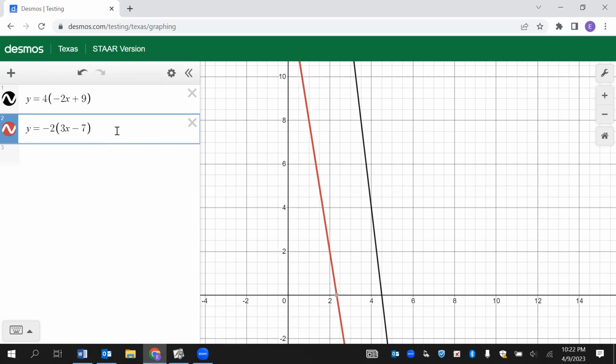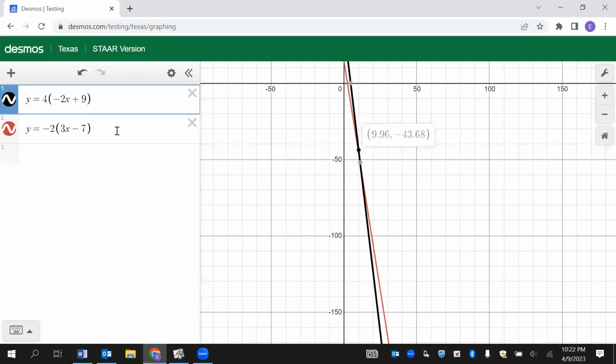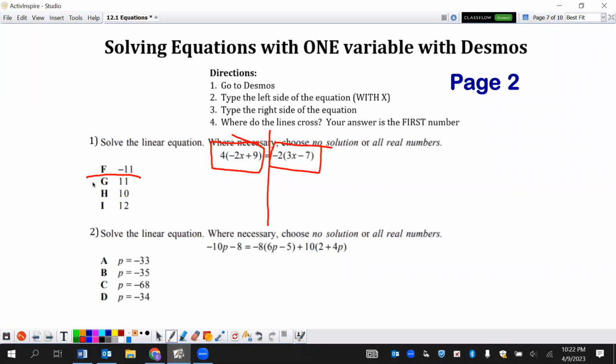And so it seems like they don't cross, but they do. So you just need to zoom out a little bit, find where they cross, click on it, and your answer is only the first number. So 11 will be my answer.